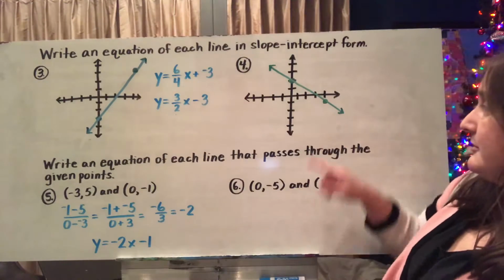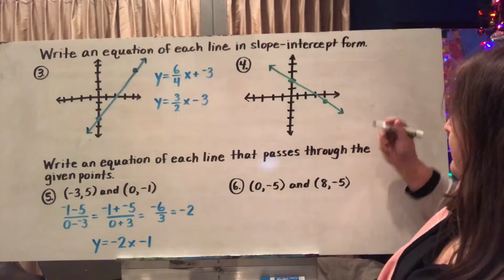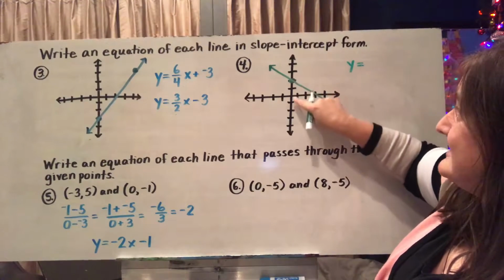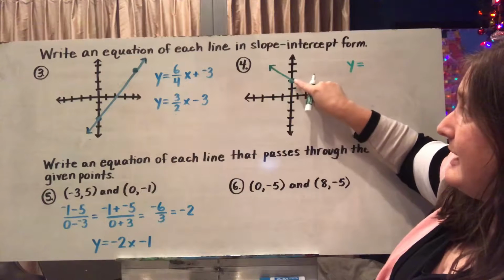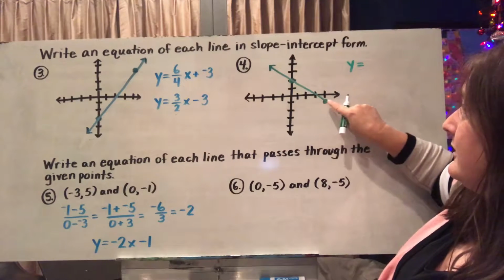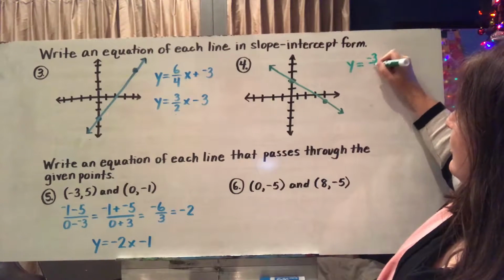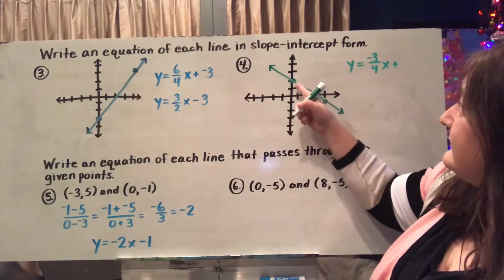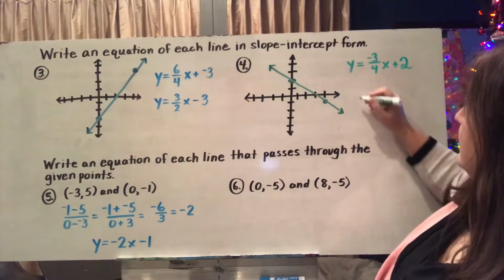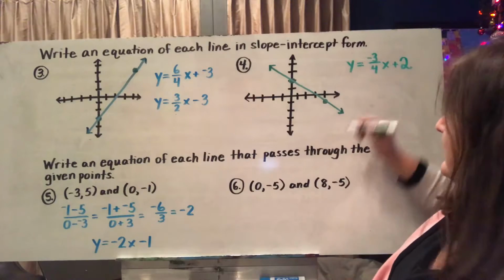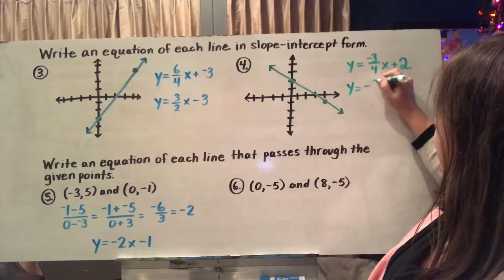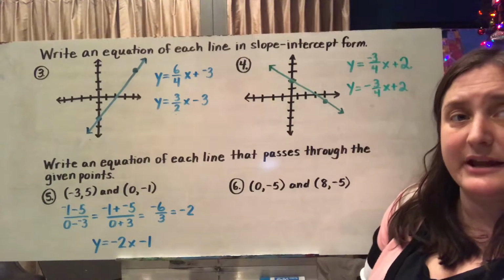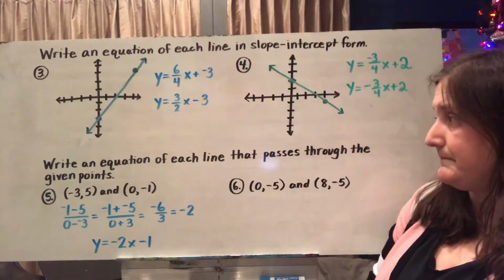So let's try this one together. So I need to find my slope first. So in this case, to get from this point to this point, I'm going down 3 and over 4. So down 3 over 4. And this line is intersecting the y-axis at +2. So this is basically my equation. If I would like to write my negative out in front of the fraction, I can do so. But it's -3/4 x plus 2.